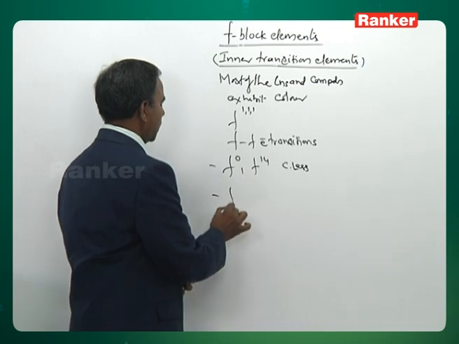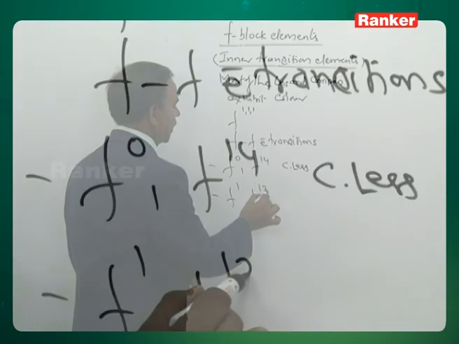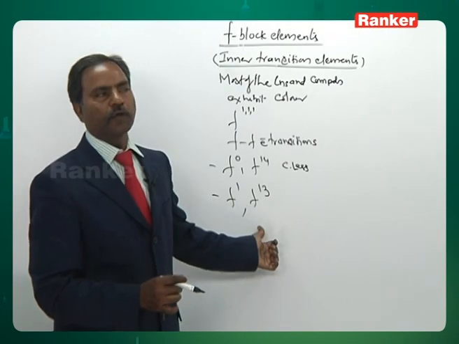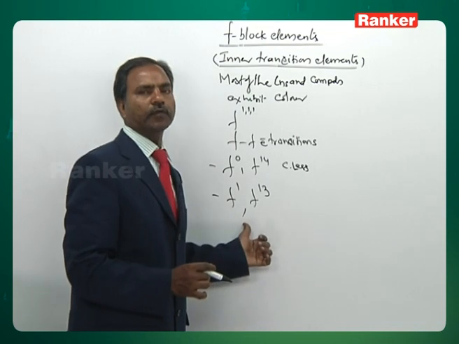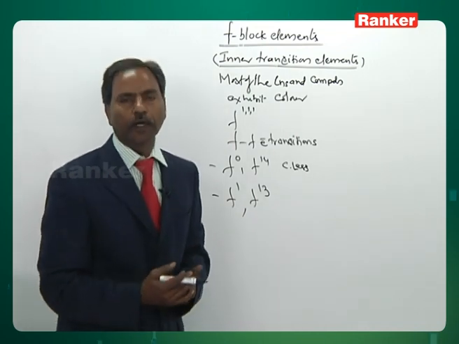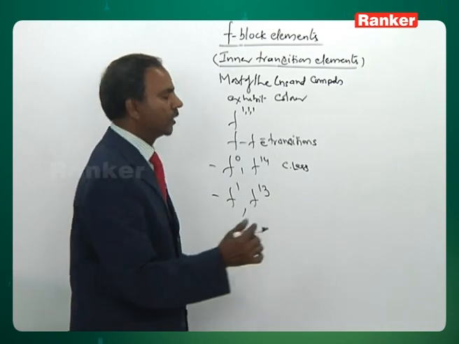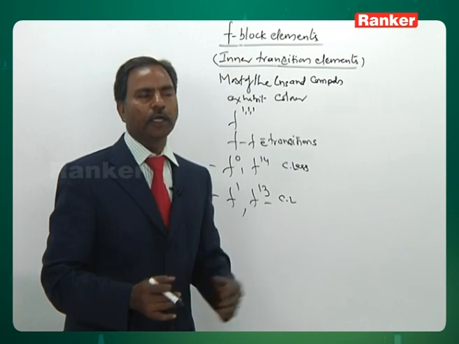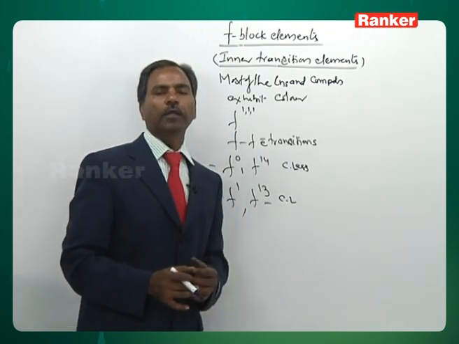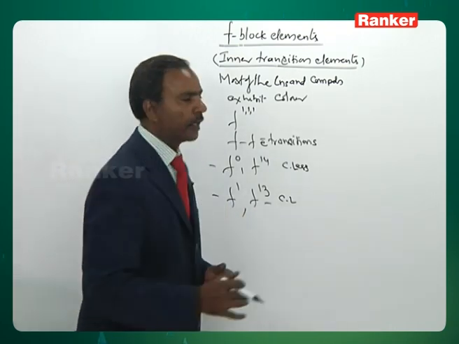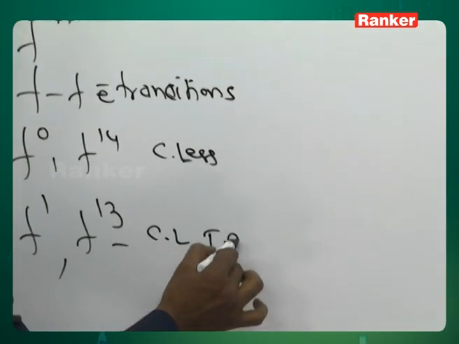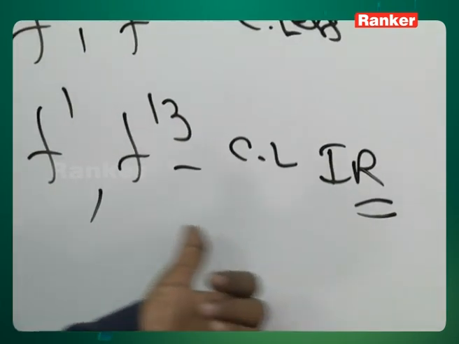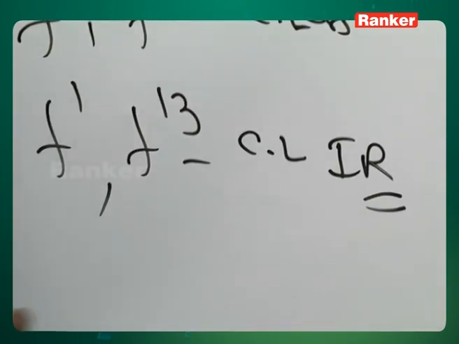Now if you talk about the f1 configuration and f13 configuration, they still carry unpaired electrons, but they do not exhibit color. They are also found to be colorless. Even though they carry unpaired electrons, f1 and f13 do not exhibit color. It is due to infrared absorption. For f1 and f13, due to infrared absorption, these two electronic configurations of lanthanides do not exhibit color.